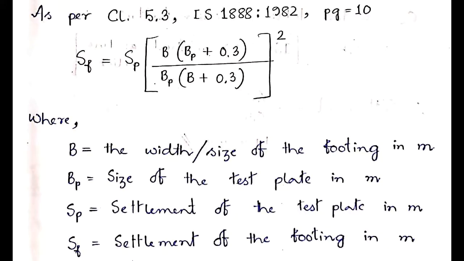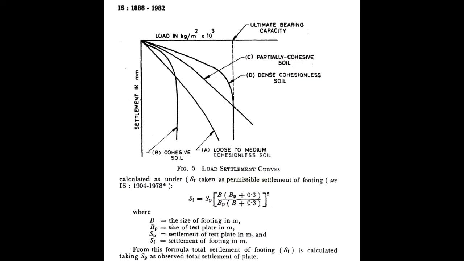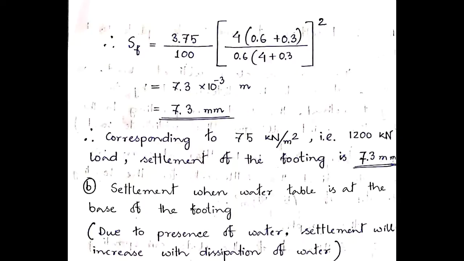This is the formula which relates the settlement of the plate to the settlement of the footing given in IS 1888-1982, clause number 5.3, page number 10. This is the page from IS code. The formula, the values are to be given in meter. Using this formula, we find the settlement of the footing. Done. Question 5a over.